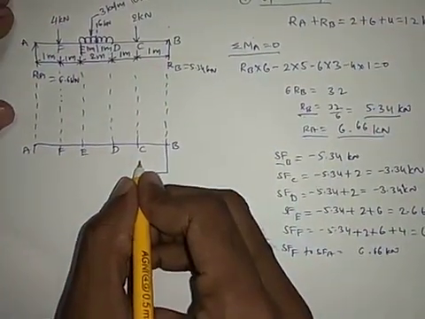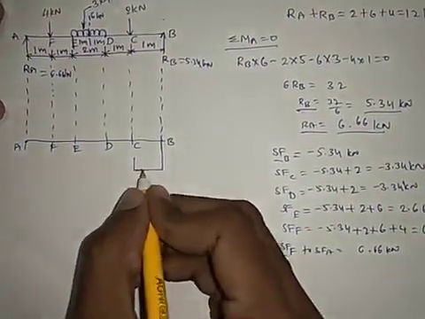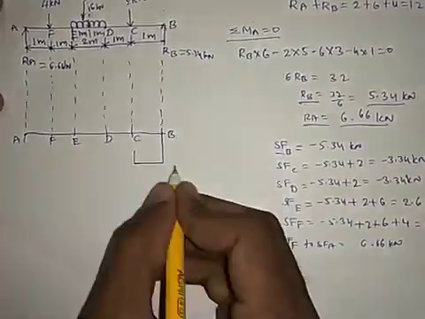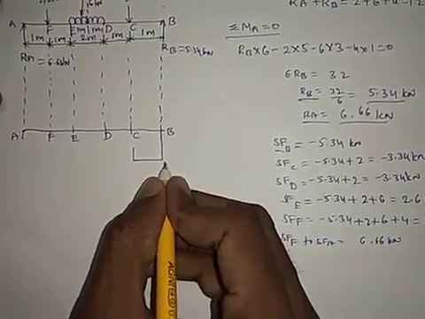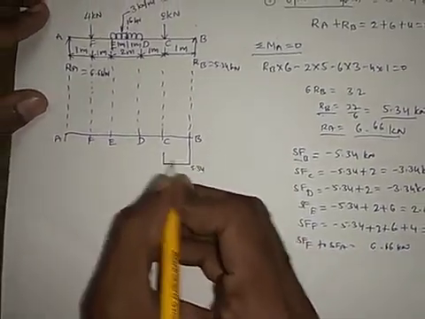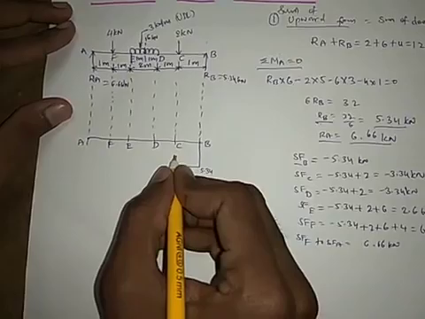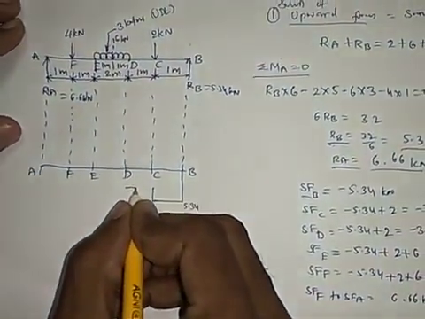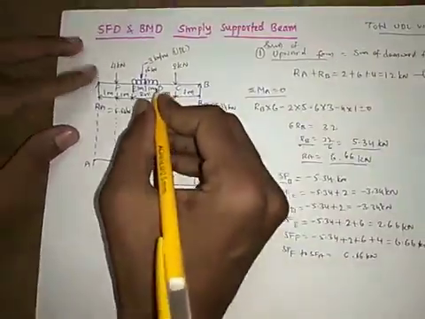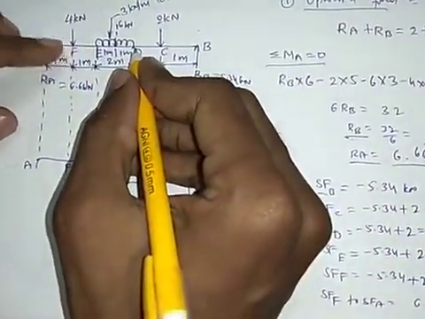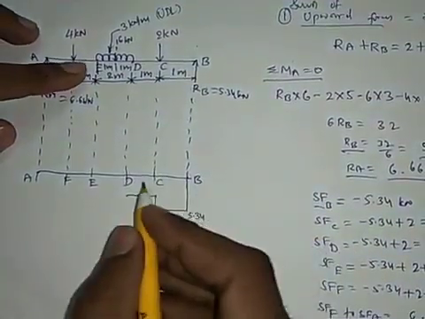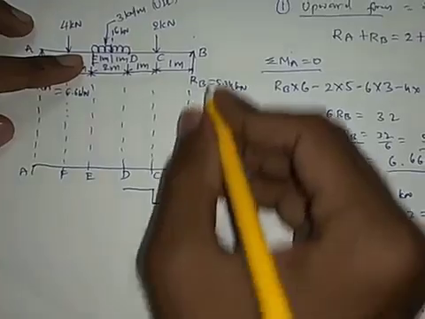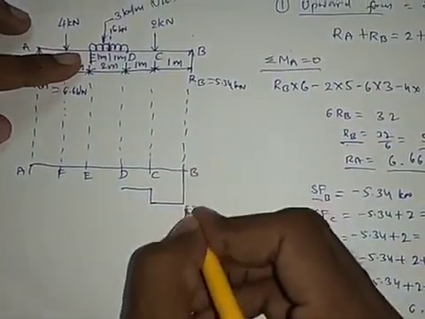So 2 kilonewtons acting means this value will become plus 2, and the total value is minus 3.34, which will be indicated here. So it is minus 5.34, and because of plus 2 adding, it goes to minus 3.34. And from C to D no force is there, just continue C to D as a horizontal line. And at D the UDL is starting, and at E it is ending. To represent the point load, because it is a sudden load, we have represented it with a vertical line.